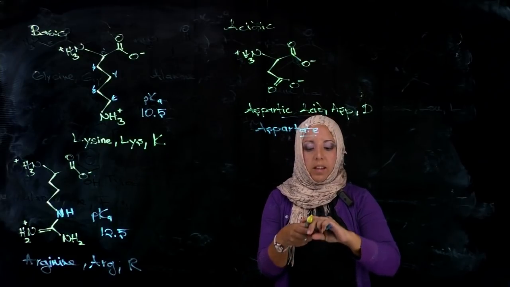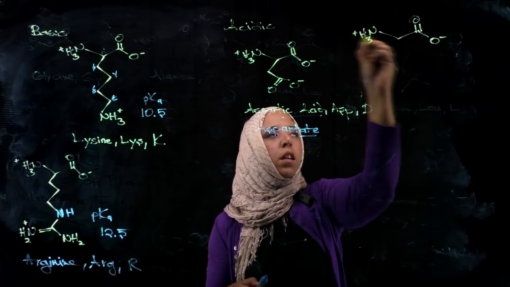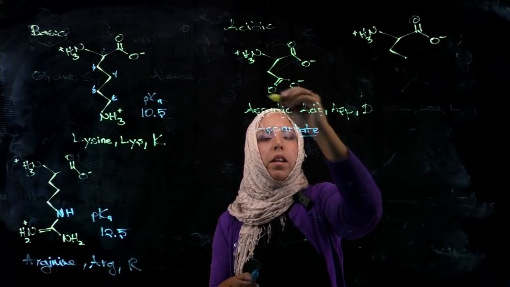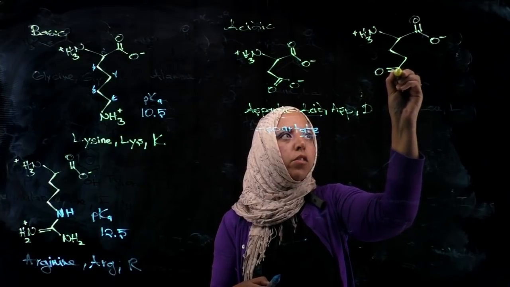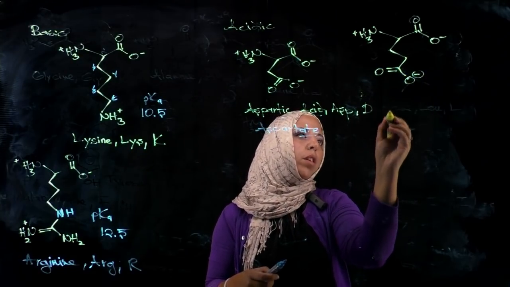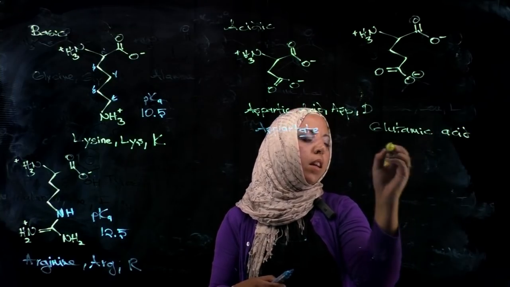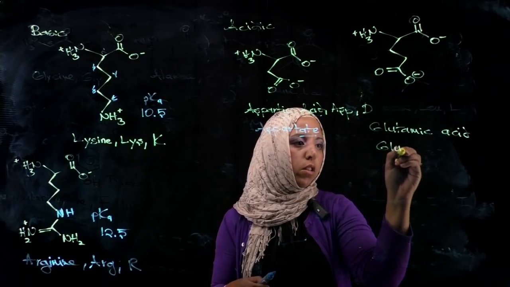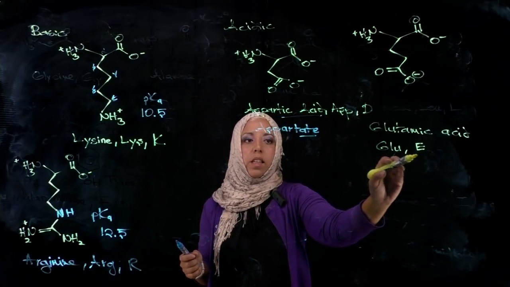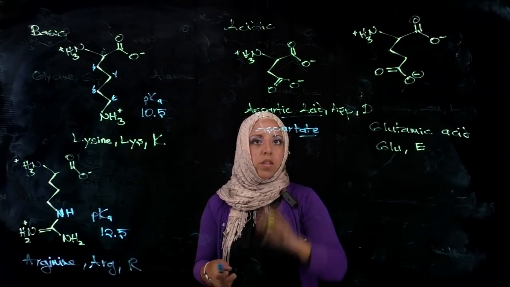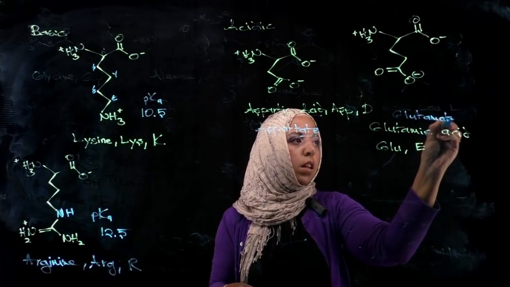Similar to aspartic acid is glutamic acid. So alpha, beta, gamma. We have alpha, beta and a carboxylic acid group in aspartic acid, but in glutamic acid we have an extra carbon, alpha, beta, gamma, and then a carboxylic acid group. And we call that glutamic acid. Its three-letter abbreviation is GLU, G-L-U. If you think about the word glue, glue ends with an E, and the one-letter abbreviation of glutamic acid is E. And just like aspartic acid, when it's deprotonated, it is known as glutamate.